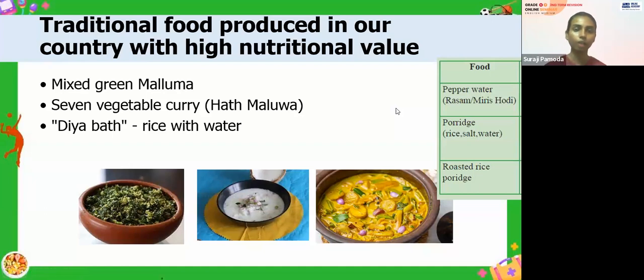And then you have hatmaaluwa, 7 vegetable curry. Right? And then diabat, rice with water. Okay, and also you have pepper water porridge. You told about pongal bath also, right? So is it clear? Do you have any questions?